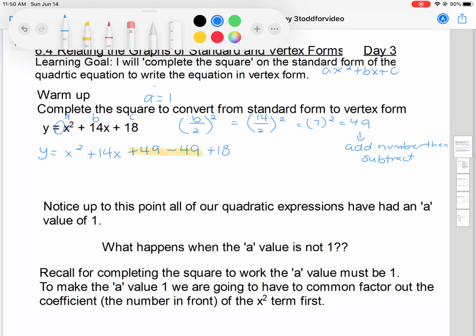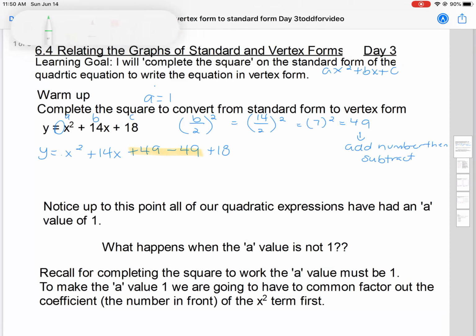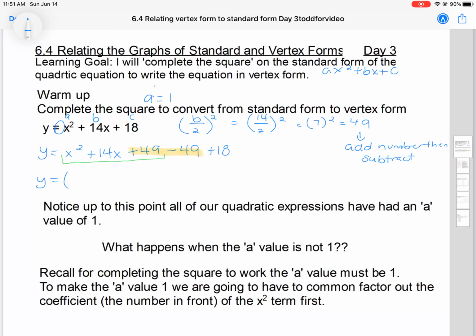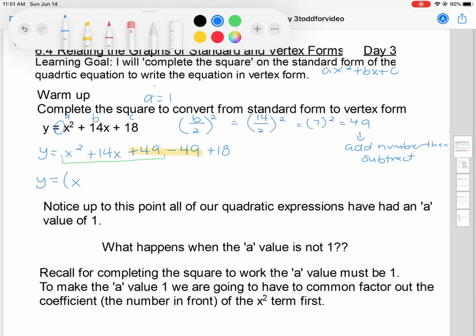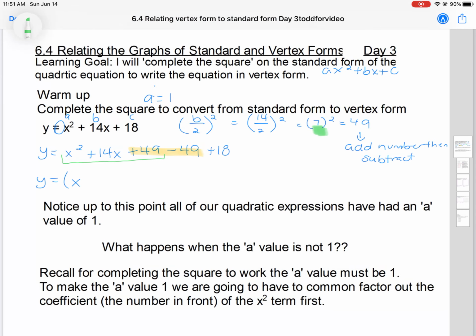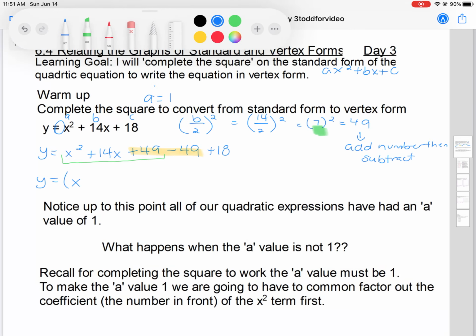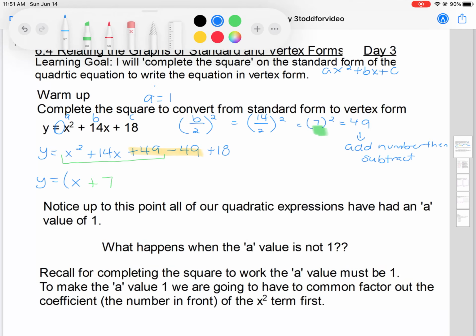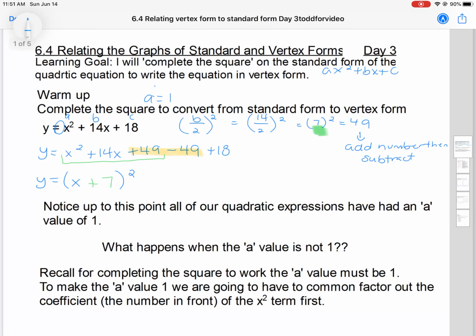Okay, so now we're going to factor the trinomial. How many terms is tri? 3. So we're going to factor 1, 2, 3 terms. If that stresses you out, remember the factor is going to be this number here. So I'll even use green over here. So plus 7. And then you just collect like terms. Negative 49 plus 18 becomes negative 31.